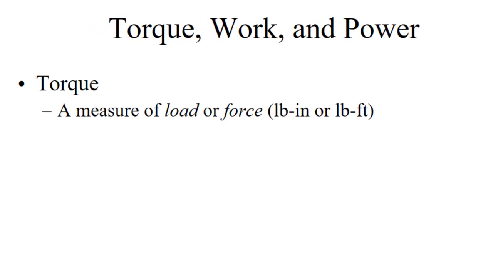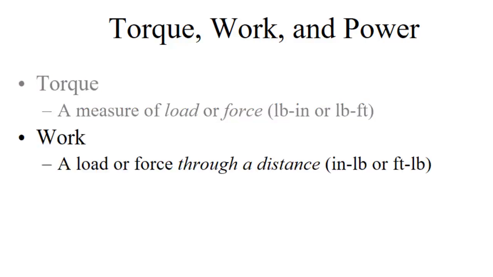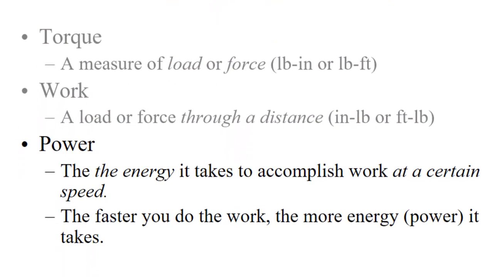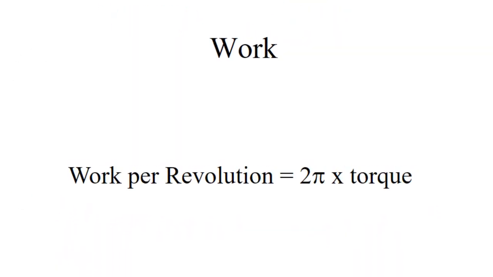So torque, work, and power. Torque in our case is the force, because we're turning the crankshaft around in a circle, and when you do that you talk in terms of torque. And we talk about that in terms of pound inches or pound feet. Work is a load or force through a distance, and power is the energy it takes to accomplish that work at a certain speed. The faster you work, the more energy it takes, or the more power. So when we're talking about turning something in a circle, the work that we do per revolution, the equivalent of the distance, is 2 pi times the torque.